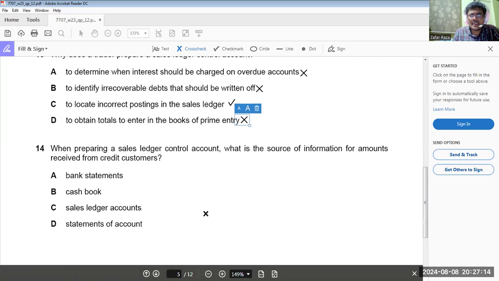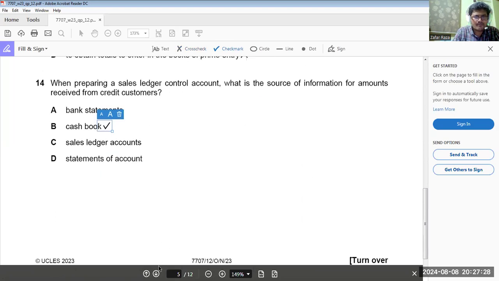When preparing a sale ledger control account, what is the source of information for amount from receipt from credit customers? That's obviously cash book. Cash book will tell us how much amount we have collected from which customer.